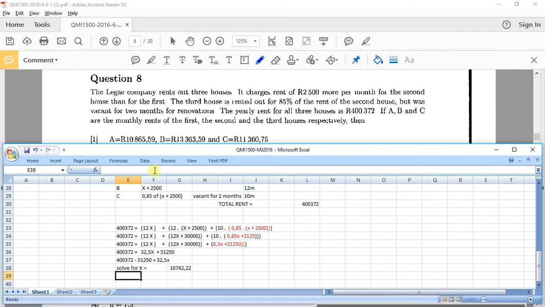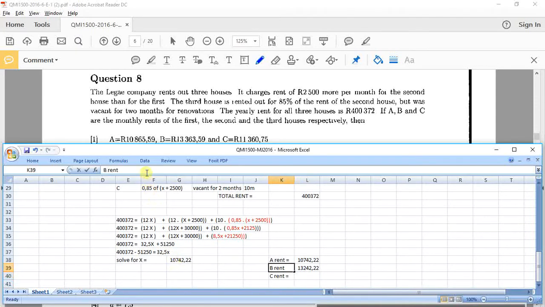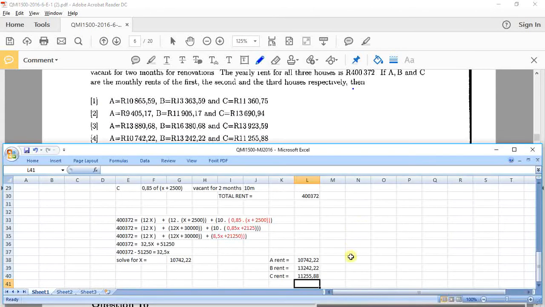Great. Right, so that means A's rent is x, which is that. B's rent is that plus 2,500. Yeah. And C's rent is 0.85 of B. So that times 0.85. Okay, so which option? Option 4. Yes. Yeah.